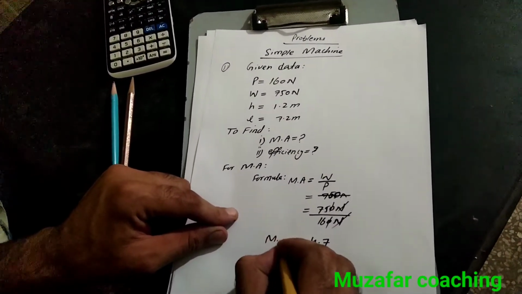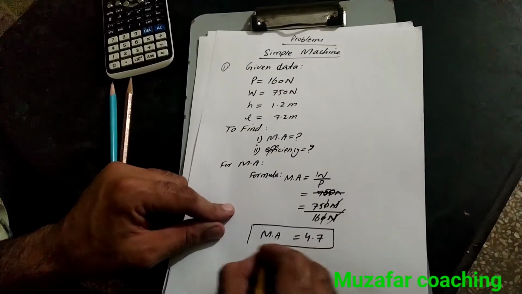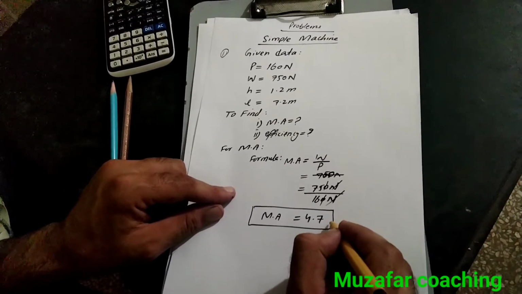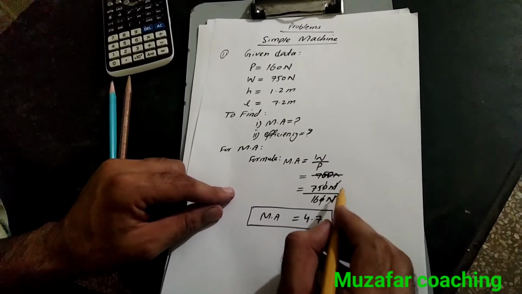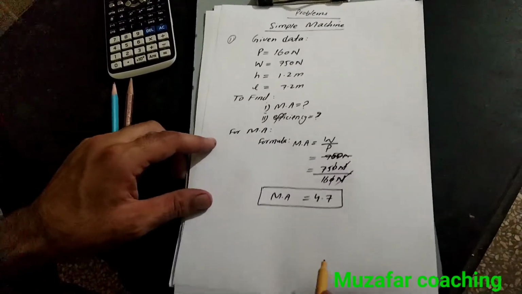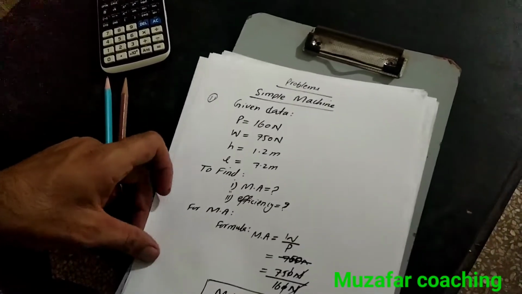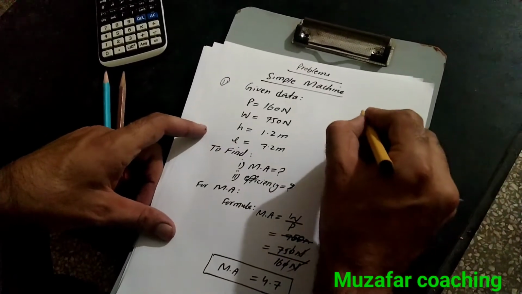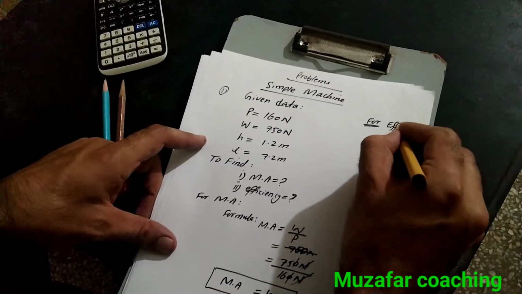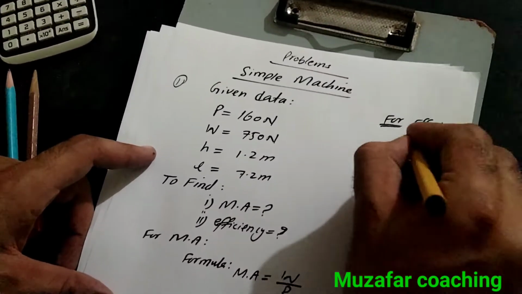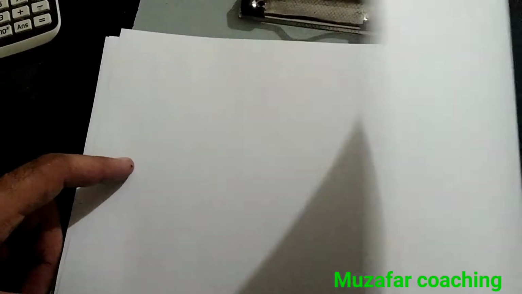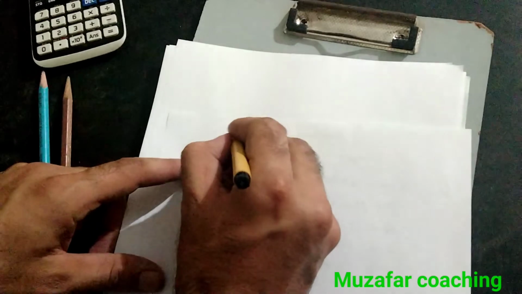So this is the value for what? Mechanical advantage. Some of you may be asking what is the unit of mechanical advantage? There is no unit of mechanical advantage, as it is the ratio of two similar quantities. So Newton and Newton get cancelled out, so we do not have any unit. Now we will be doing it for efficiency.